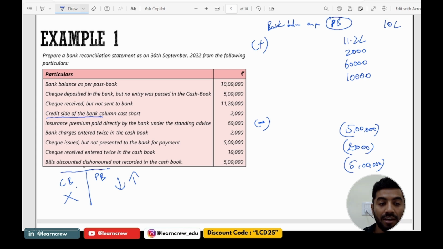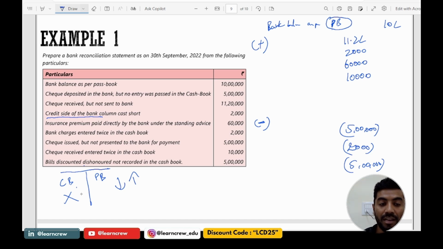Next, bills discounted, dishonored, not recorded in the cash book. When you're discounting the bill and it has been dishonored, it is not recorded in the cash book. You're discounting the bill, and that person is not paying that bill, because of which it's becoming dishonored. If it is not recorded in the cash book, what will happen? The balance will be more.